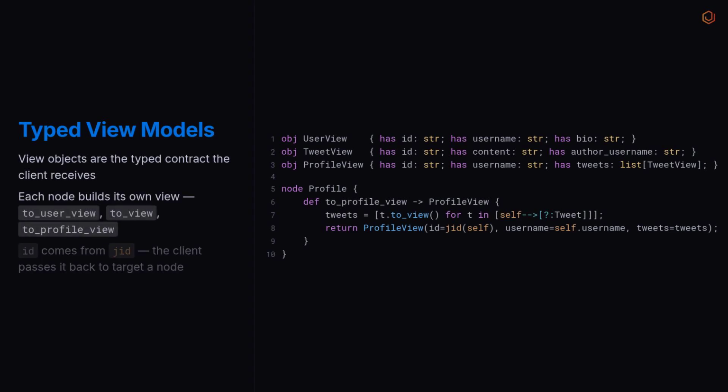We don't hand the client raw nodes. LittleX defines small view objects, user view, tweet view, profile view, that describe exactly what a caller receives. Each node knows how to present itself. A profile builds a profile view with its tweets. A tweet builds a tweet view. Every view carries an ID, so the client can point back at that exact node later.